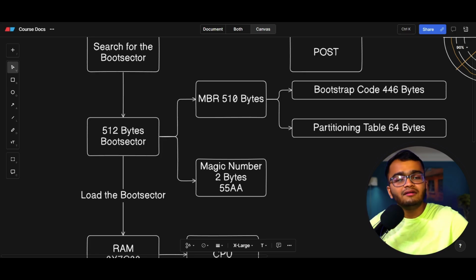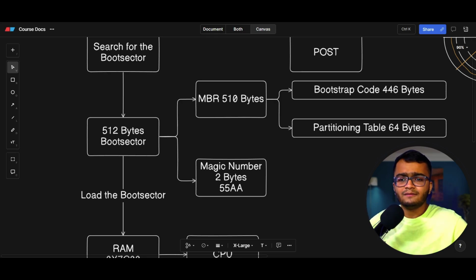Now let's come to the MBR. The MBR consists of 510 bytes. Of these 510 bytes, 446 bytes are the bootstrap code. This bootstrap code consists of complex code which is responsible for loading the operating system into the RAM, and it consists of the bootloader, mainly the Windows bootloader for Windows systems, or GRUB for Ubuntu or Linux systems, which is essential for starting the operating system. They're a piece of code, right?